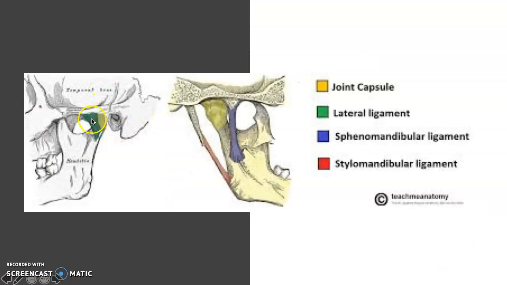So here you have your lateral ligament, which prevents posterior dislocation. You have your sphenomandibular ligament, which connects to the sphenoid spine. And then you have your stylomandibular ligament, which supports the weight of the jaw.